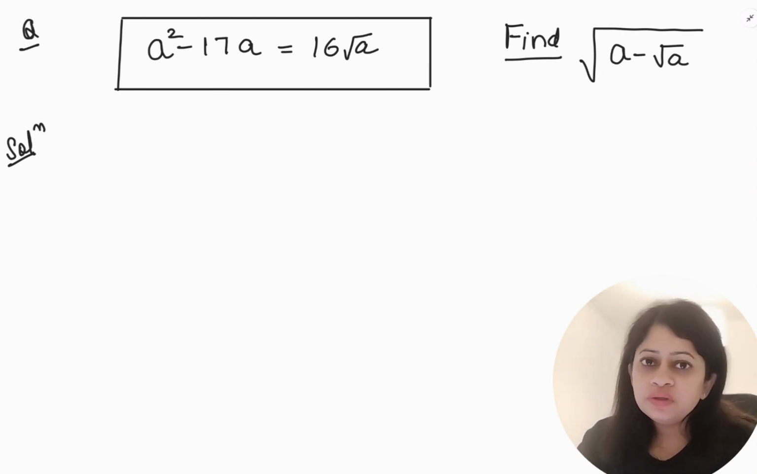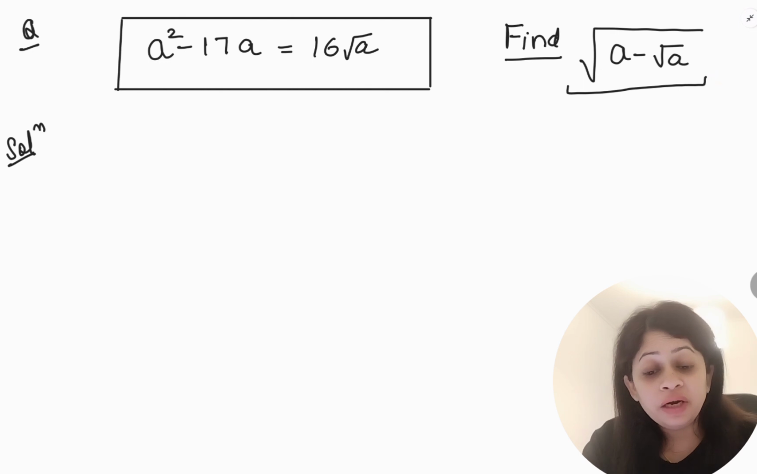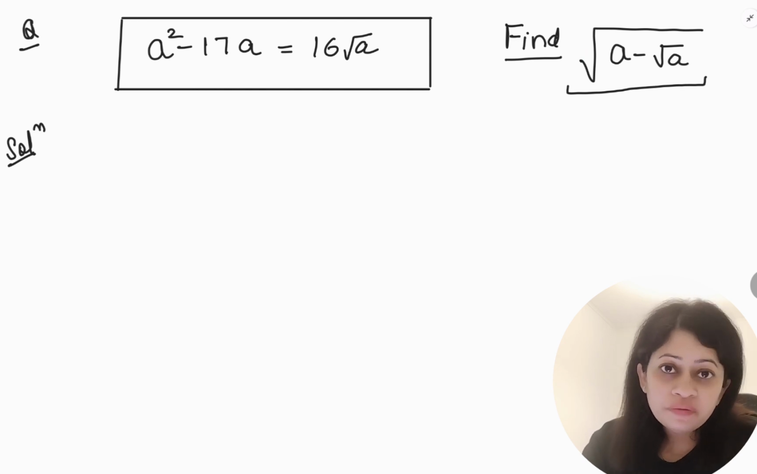So in today's video, we have a Maths Olympiad question where we are given that a square minus 17a is equal to 16 under root a, right? So here we need to find out the value of this thing, not a. We need to find out the value of a minus under root a and the square root of this thing, right? So we first need to observe this question.